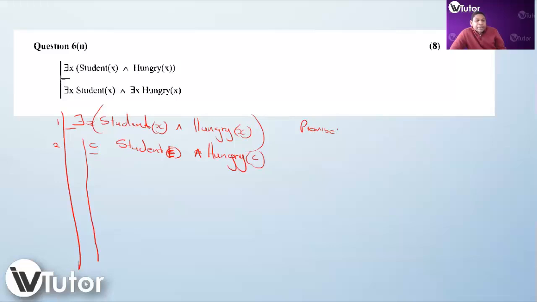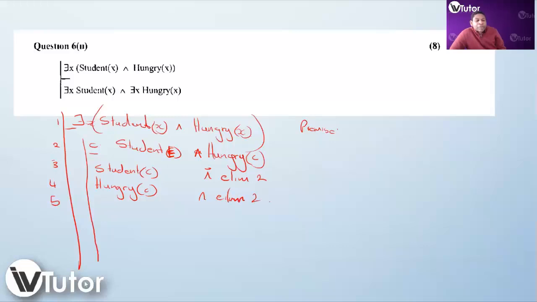Number 3, we're going to have student C and hungry C. Conjunction elimination, we have student C. Number 4, we also have hungry C. So conjunction elimination on number 2, conjunction elimination on number 2.